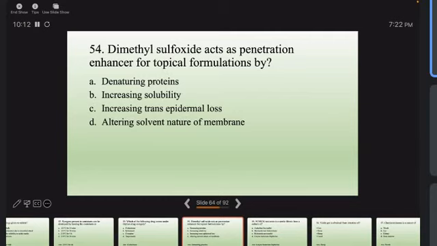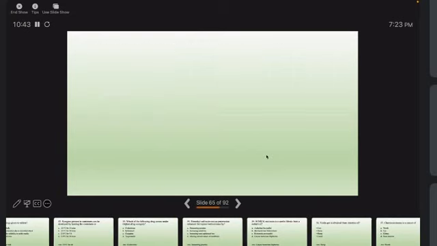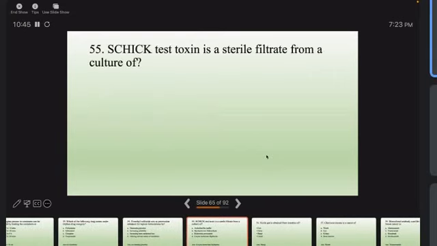Penetration, it needs to penetrate first, right? So it will denature all the proteins and then move forward to the other layers. So the answer will be denaturing proteins. Okay, got it? Can we move forward? Okay, so let's go for the next question.